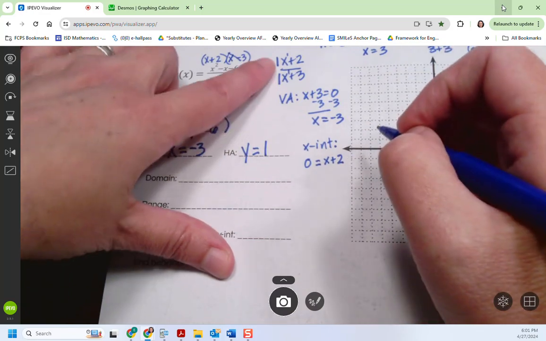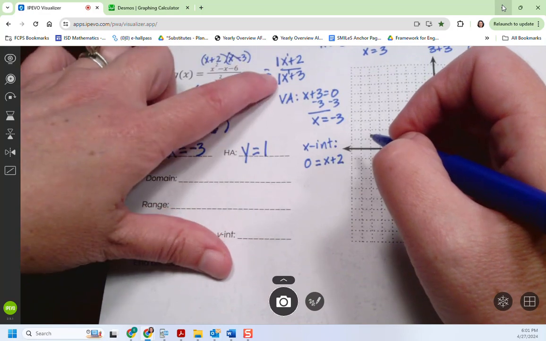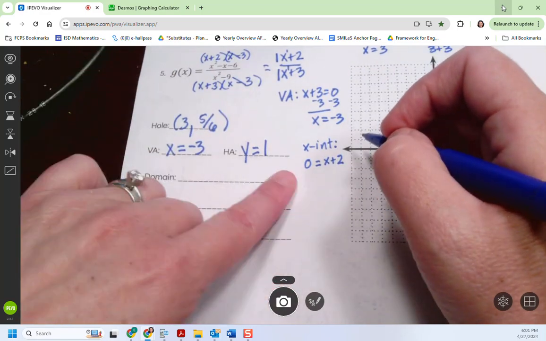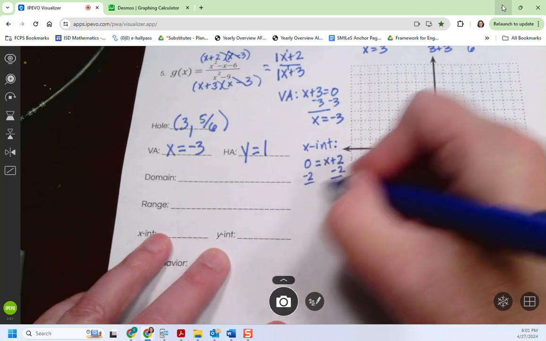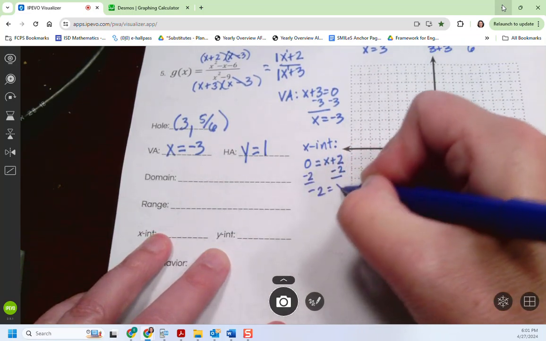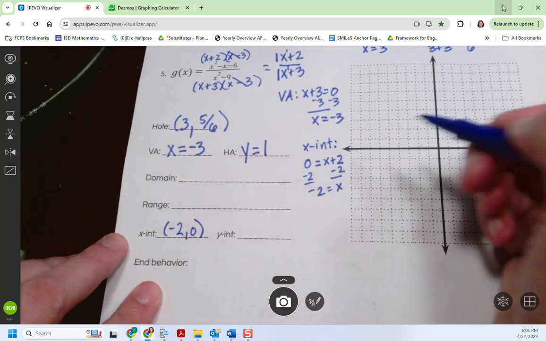But remember, when you have a fraction that equals 0, it's really just the top that equals 0. 0 over any bottom is still 0. So we can just write 0 equals x plus 2. Subtract the 2. And we get negative 2 equals x. So my x-intercept is negative 2, 0.